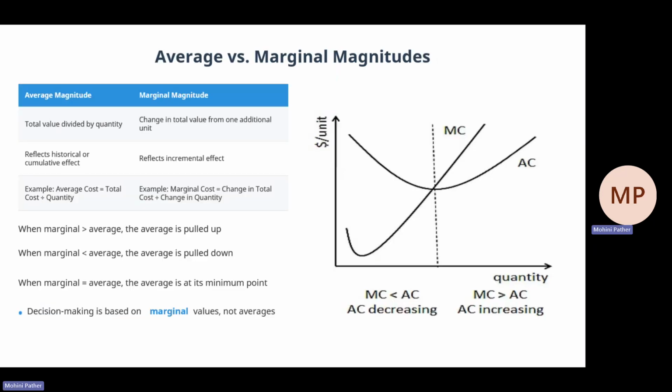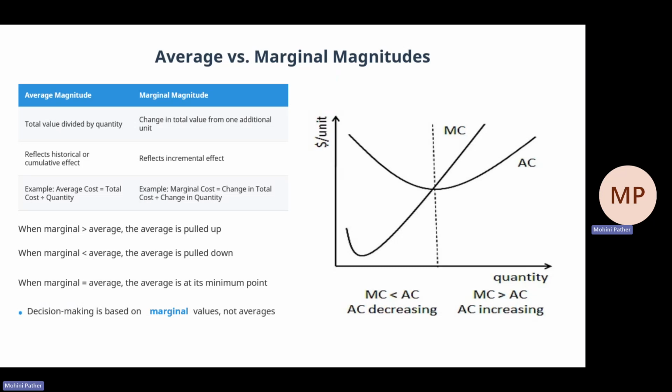So we look at different types of marginal utility. So here we have average magnitude versus marginal magnitudes. Okay, so this becomes quite important when we start looking at marginal costs and average costs, for example. But just so that you understand how these graphs tend to move. So when you're looking at average magnitudes, you look at the total divided by quantity. With marginal, again, you're looking at one additional unit.